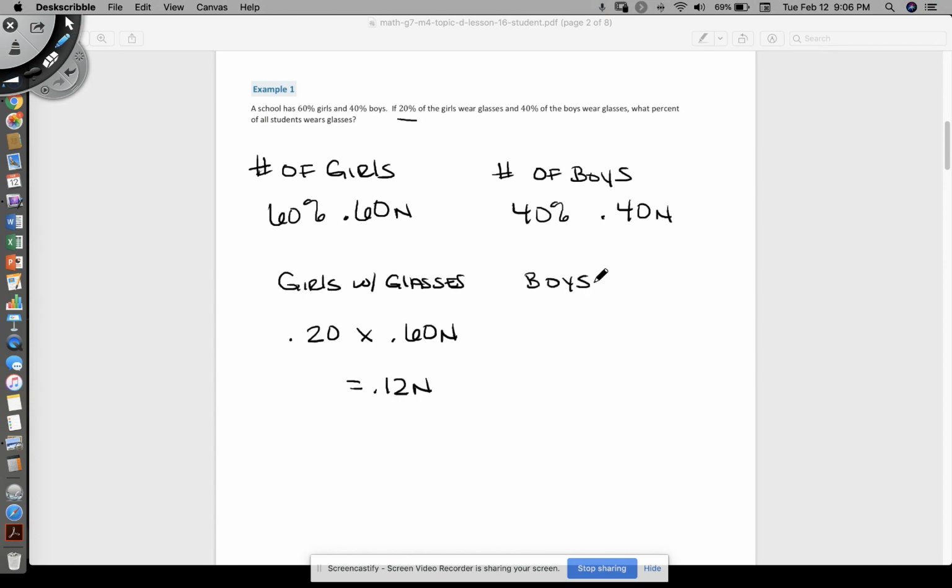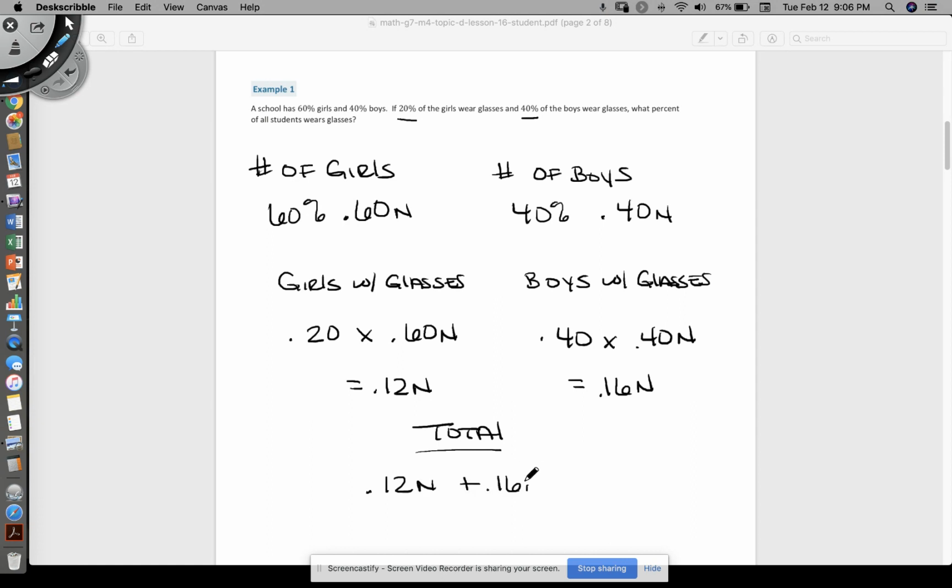So let's do the boy side. All right, now the boys is 40%. So I have 40% times 40% n. When you multiply those two together, you get 0.16 n. Now I need to find the total. What's the total percentage? So I'm going to take 0.12 n, and I'm going to add it to 0.16 n, and that'll give me my total percentage of boys and girls that wear glasses. And this gives me 0.28 n. So 28% of the students wear glasses.